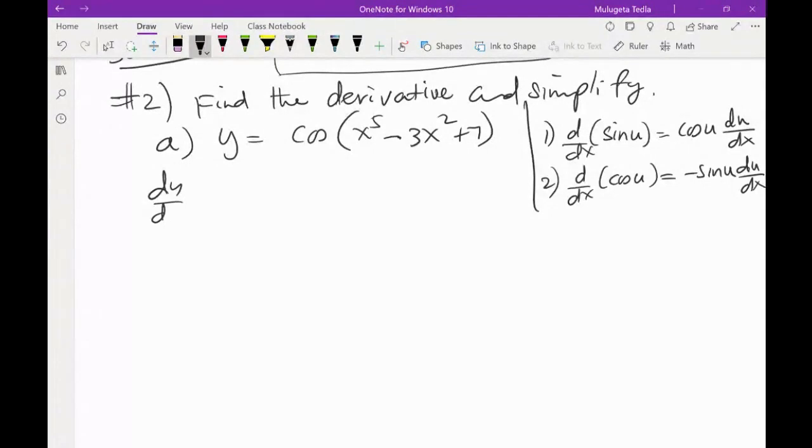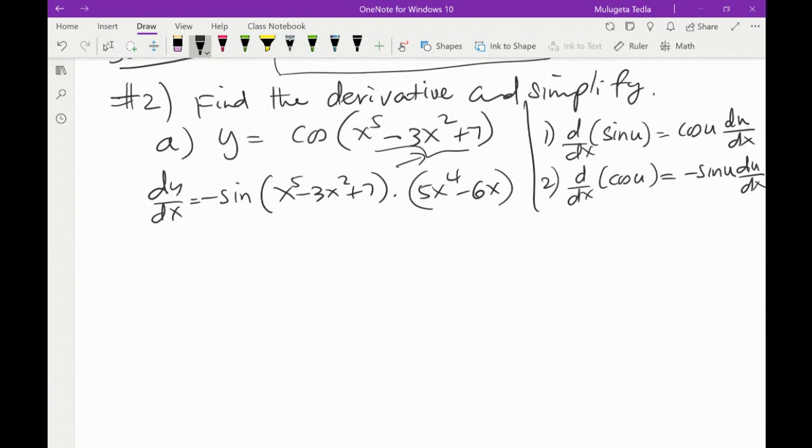So let's find dy by dx. This is the derivative of cos, because there is no power at all. So we immediately go to the derivative of cos. The derivative of cos is minus sine of your angle. The angle is x to the 5 minus 3x squared plus 7, times the derivative of the angle, which is 5x to the 4 minus 6x. The derivative of 7 is 0.